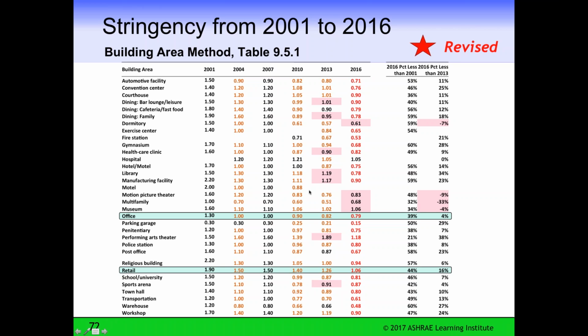So this table gives you a pretty good historical summary of the changes made, and you'll see that there are some areas with a pink background. This is where the committee went, whoops, we went too far previously. We're going to go back up a bit in the requirements or the limits.